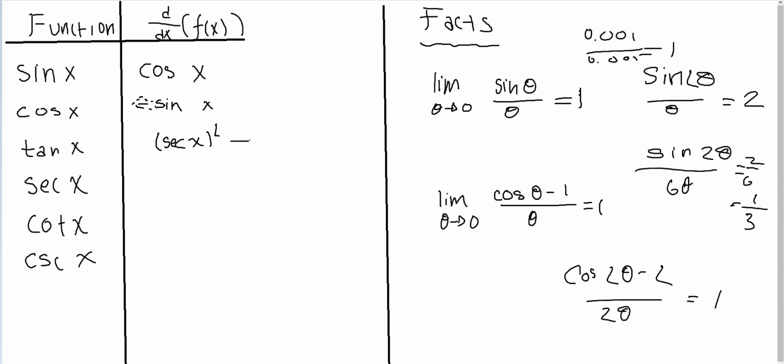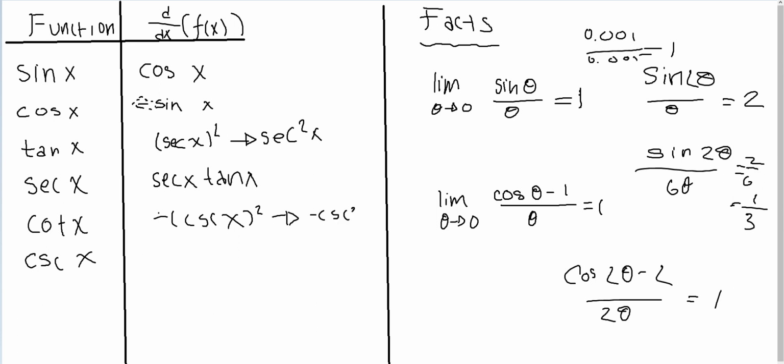We can write it as that, or we can also write it as secant squared x. It's the same thing. And now the derivative of secant x is going to be secant x tan x. So it does have itself in it. And the derivative of cotangent x is equal to negative cosecant squared x, or also written as negative cosecant x squared. And the derivative of cosecant x is going to be negative cosecant x times cotangent x.